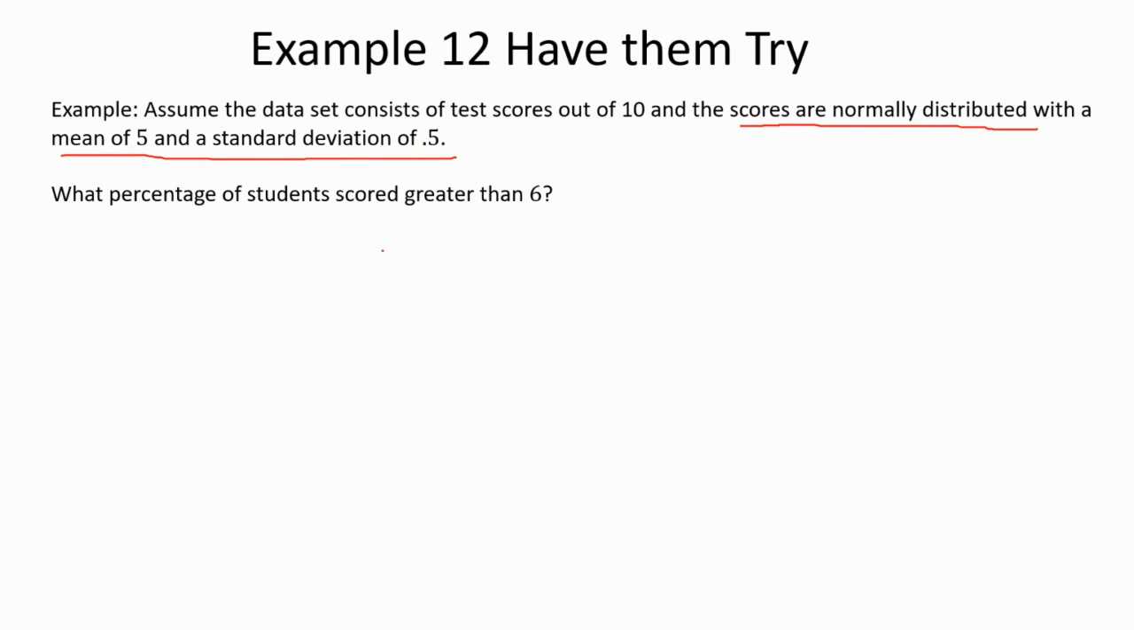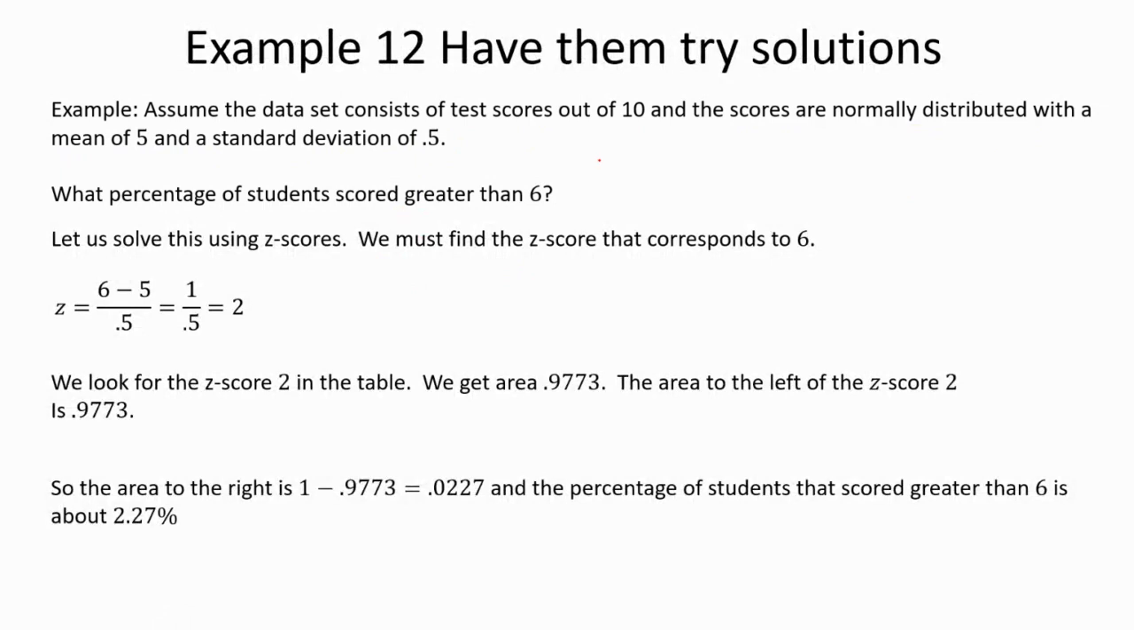Well, just like before, we have to get the z-score. Of course, I erased it. We have the mean, we have the standard deviation. We have to get the z-score of 6. Now, when you do that, again, you subtract the mean, divide by the standard deviation, you get 2.